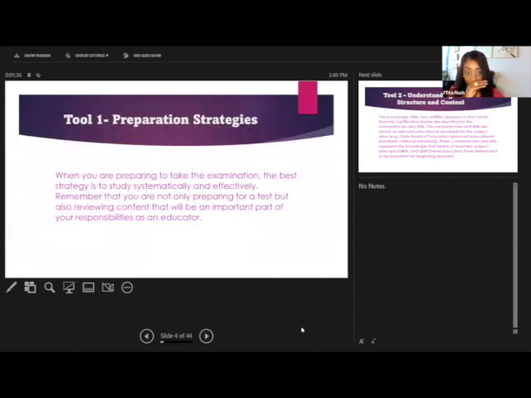All right, tool 1, preparation strategies. When you're preparing to take the examination, the best strategy is to study systematically and effectively. Remember that you are not only preparing for a test, but also reviewing the content that will be a part of your responsibilities, right? So you want to make sure that when you're studying for the test, you're not going into it without a plan.